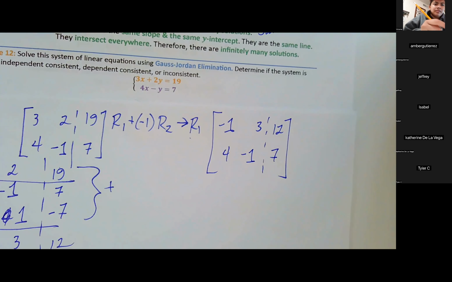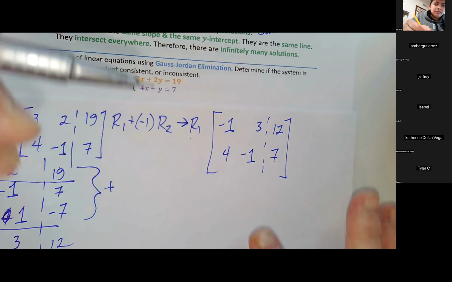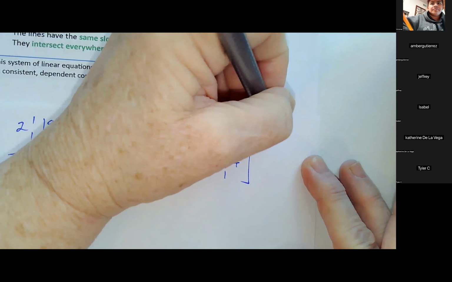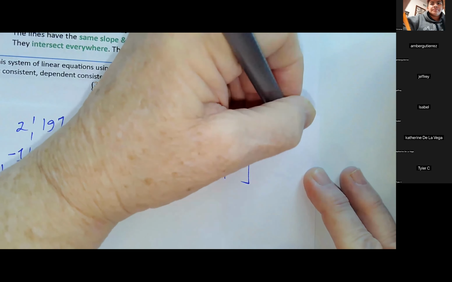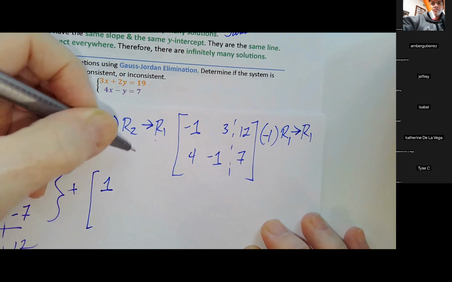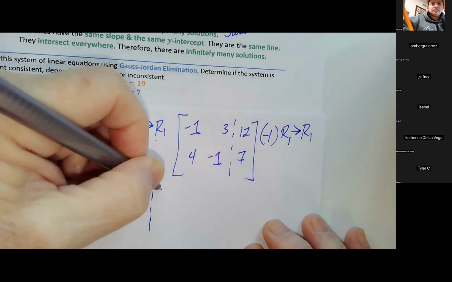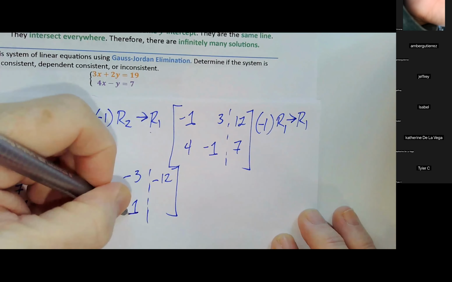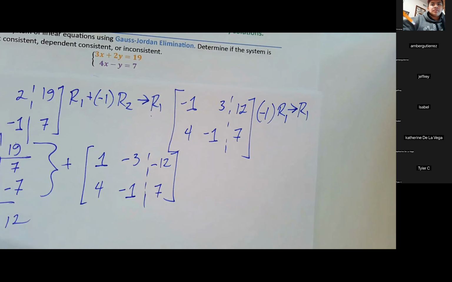And do we need to do one more thing to finish the very first step? We're going to multiply row 1 by, positive, oh, -1. I'm sorry, -1. That's right. Good. So our new row 1 will be 1, -3, -12, and row 2 is still 4, -1, 7.